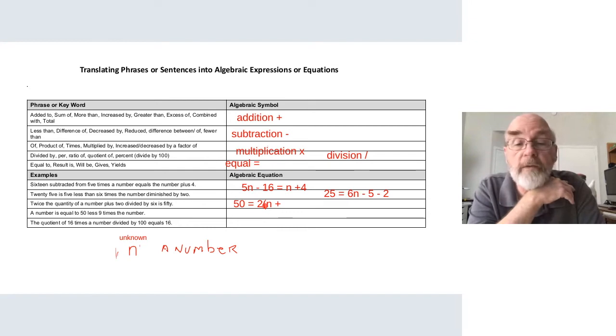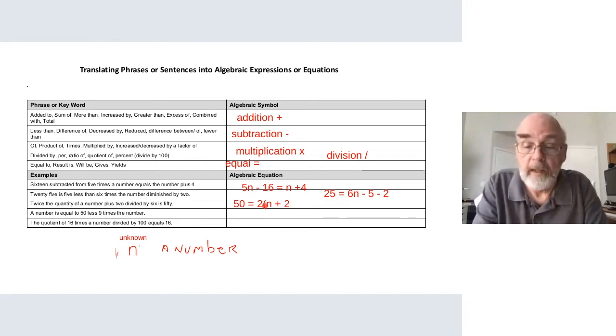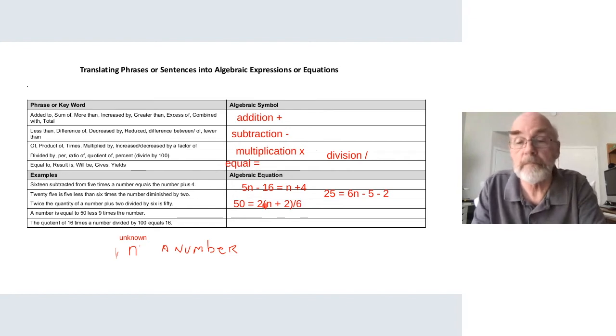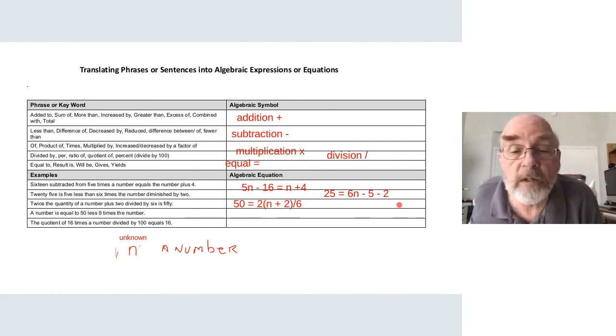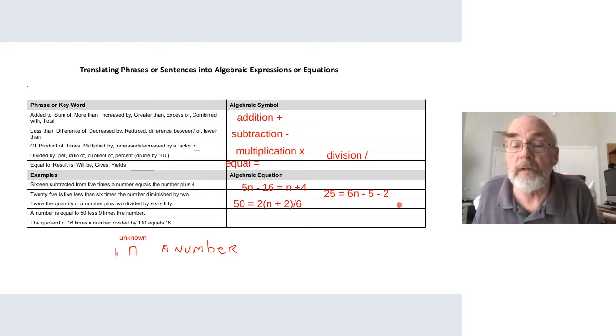Twice the quantity of a number plus 2. I'm going to write it in there. And then that divided by 6, right? Yeah, that's what it said. Okay. And I think we've got it. Twice the quantity of a number plus 2 divided by 6 is 50.